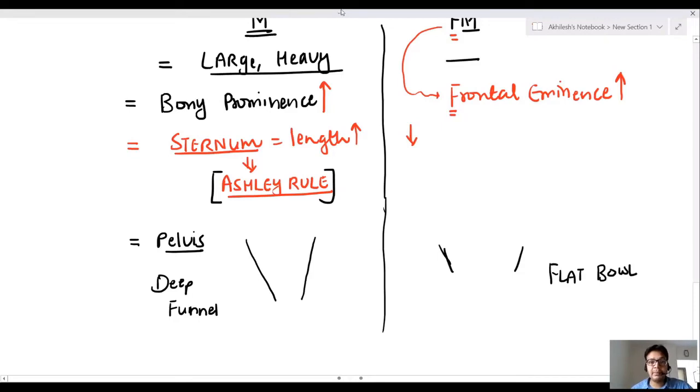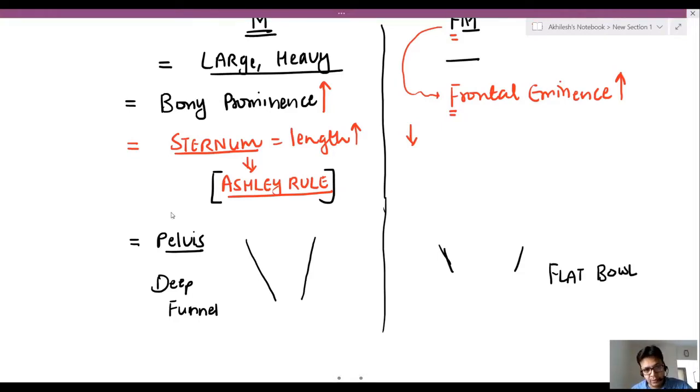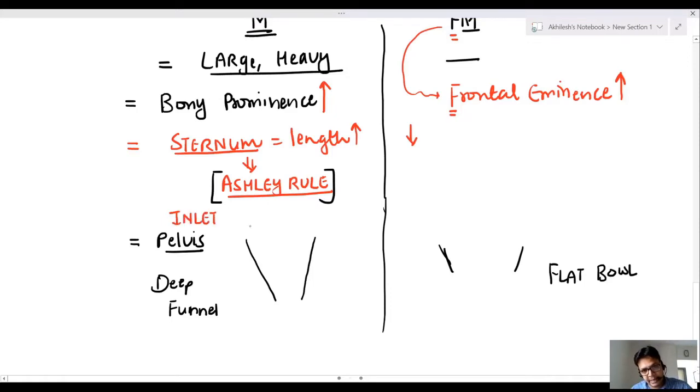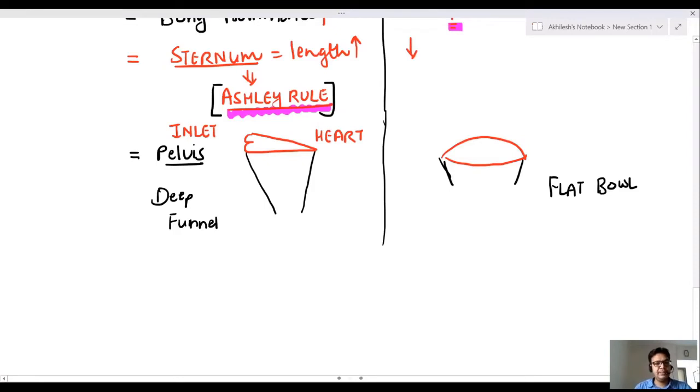But sir, what about pelvic inlet? Pelvic inlet in male is heart shape. In female, it is round or oval shape. So what are the tricks to remember? In female, frontal eminence is more prominent, F for F. Ashley rule is related with sternum bone. Sternum length is more in male. Pelvic shape is deep funnel shape in male. Pelvic inlet is heart shape in male.